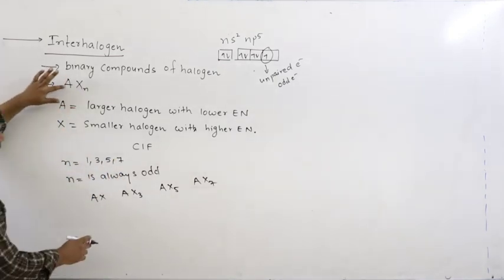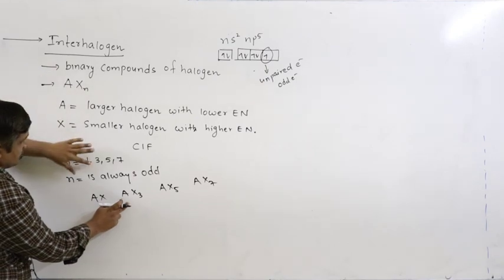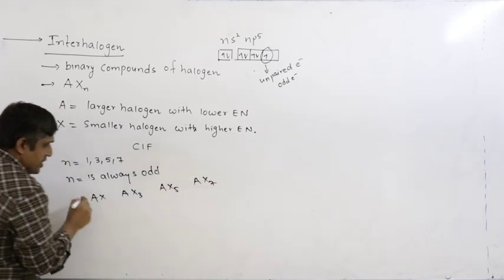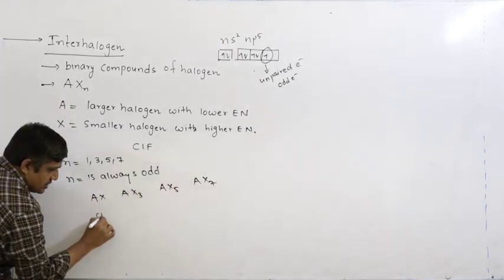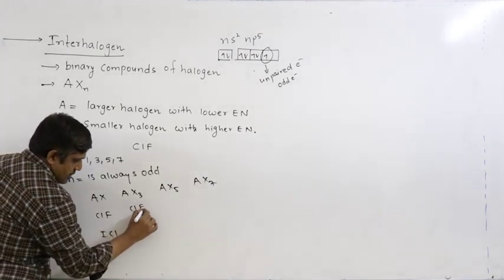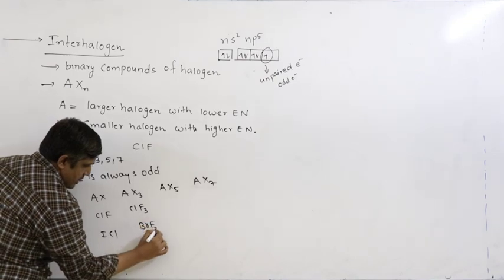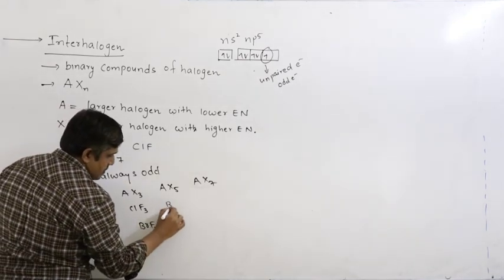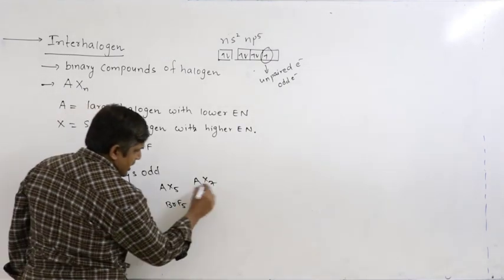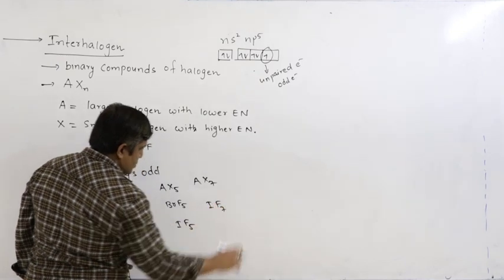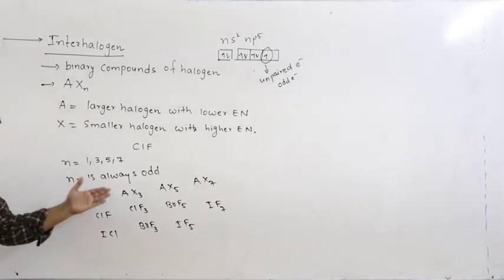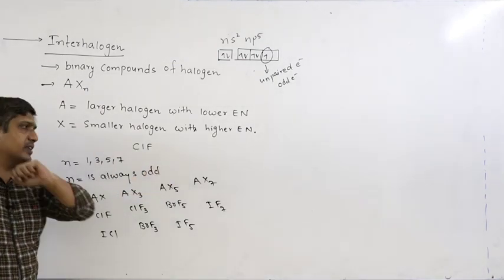So if I substitute here, what will I get? AX, AX3. If n is 5, AX5. If n is 7, AX7. So if I write the examples, AX type of interhalogen: ClF, ICl. AX3: ClF3, BrF3. AX5: BrF5, IF5. AX7: IF7. So these are some examples for each type of interhalogen: AX, AX3, AX5, AX7.